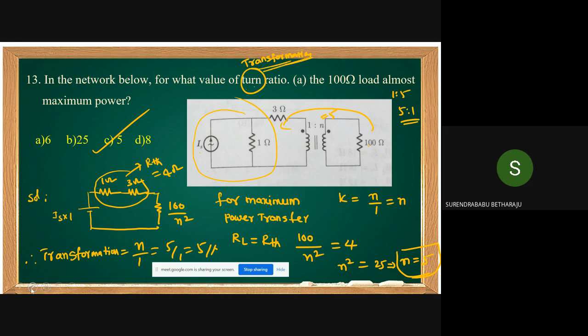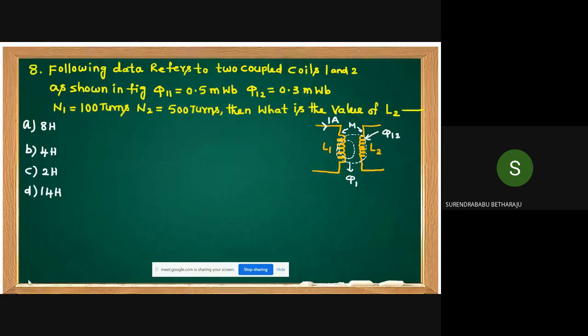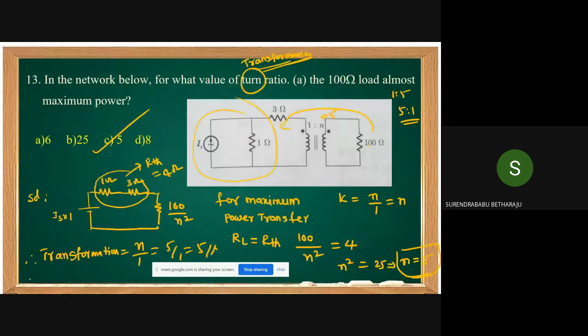What value of transformation ratio? Turns ratio means 1 by 5. This is question number 13, and this is the 14.